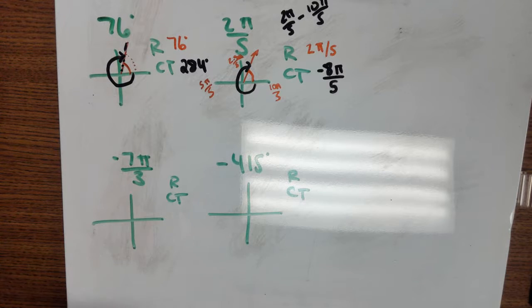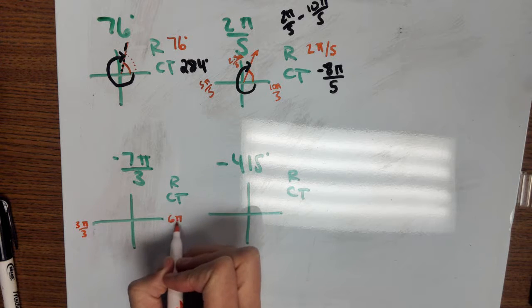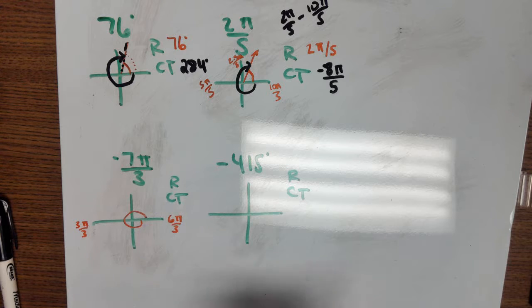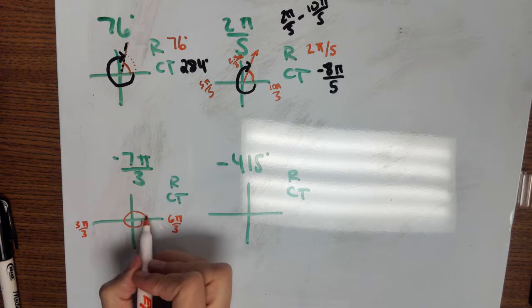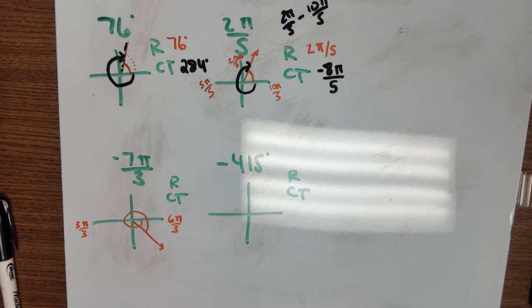Then we've got a couple negatives. So the same process. This would be 3 over 3. This would be 6 over 3. Well, we want negative 7. So if I go back one complete circle, that's negative 6. I need a little bit further. So I'm going to go about here. And that would be my complete sketch.